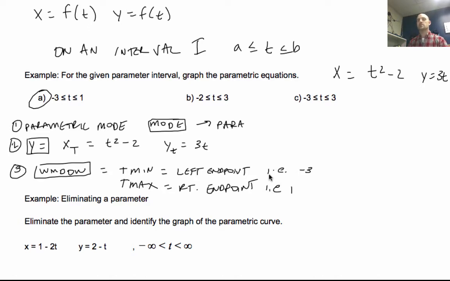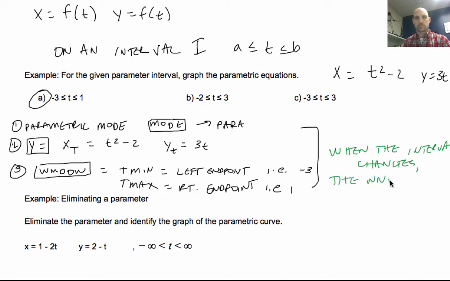And what you're going to see is that's going to spit you out a graph that's different based on these three intervals. Okay, so you can work on those modes, so get into the correct mode, and the window is really what changes. So the thing that we take away from this is when the interval changes, the window changes. All right, so the section of the graph that we're looking at changes.